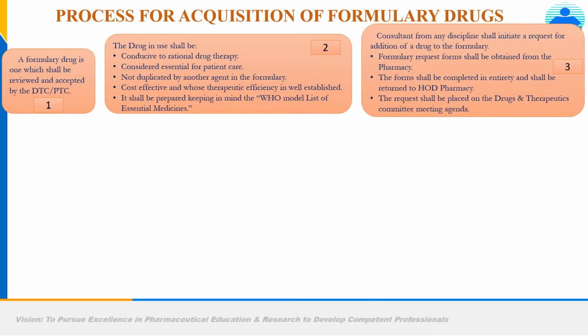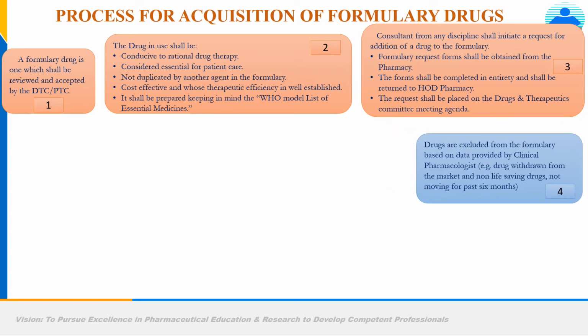A consultant from any discipline shall initiate the request for addition of a drug to the formulary. For that, he needs to follow some steps. The formulary request form shall be obtained from the pharmacy. The consultant needs to take this form. The form should be completed entirely in all aspects and submitted to the pharmacy. The request should be placed in front of the DTC committee as a meeting agenda.